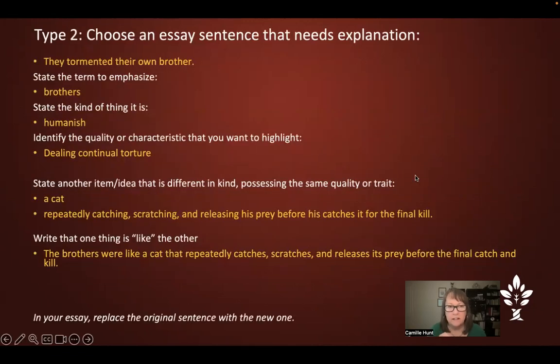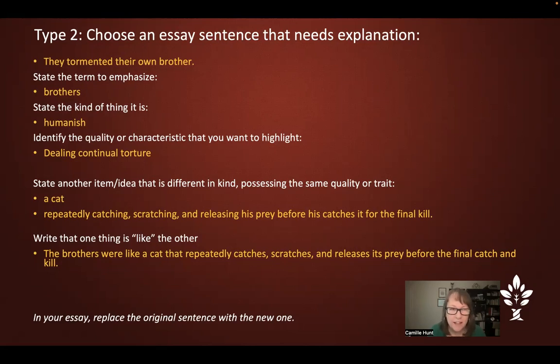So let's do it again in the ugly duckling essay. We're talking about the ducklings here. They tormented their own brother. That's the sentence I chose to work with. It's not very vivid. Torment is pretty vivid, but let's see if we can explain it. Let's state the terms to emphasize the brothers. What kind of thing are the brothers? I put human-ish. We could say what kind of thing they are as ducks, but really they're acting like humans here. They're talking to their brothers, so we're going to treat them as humans.